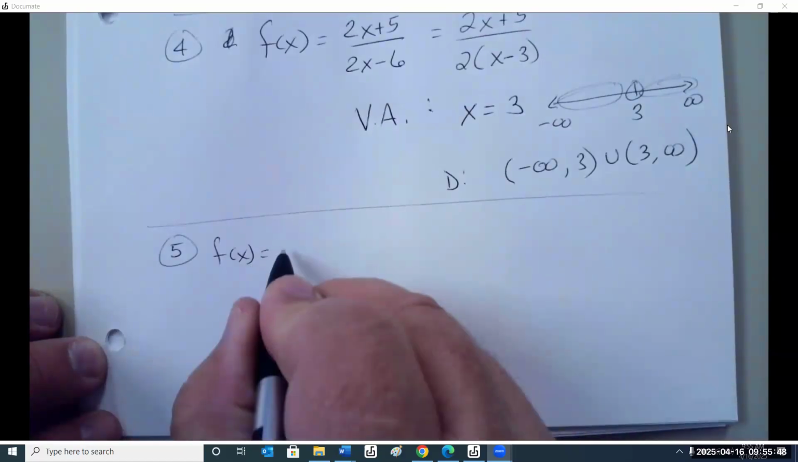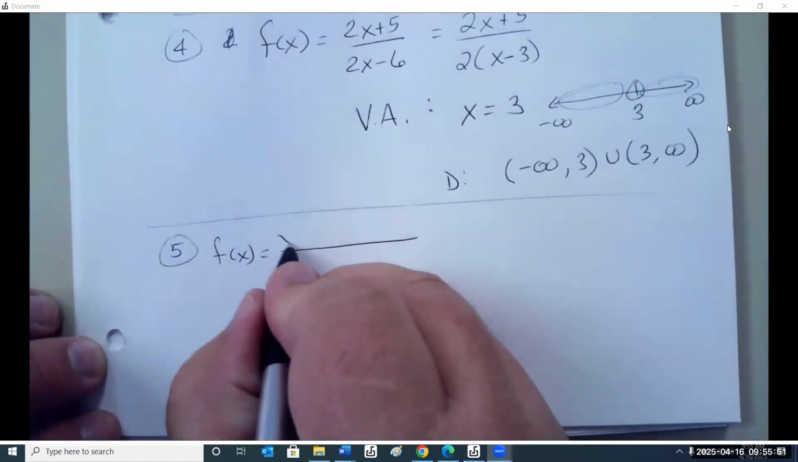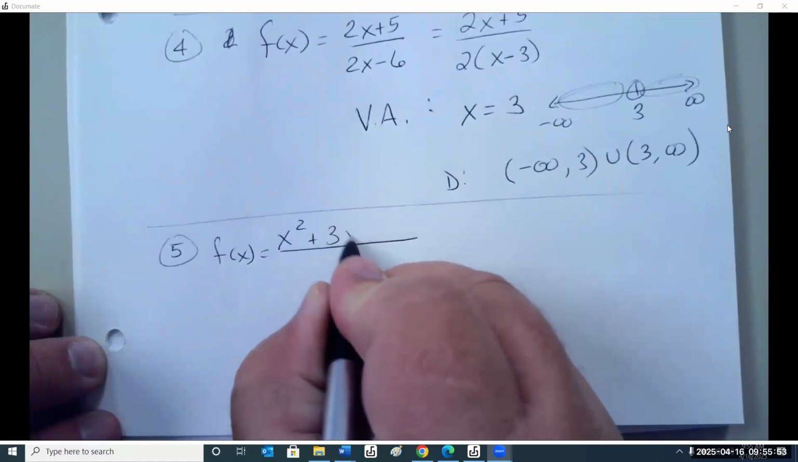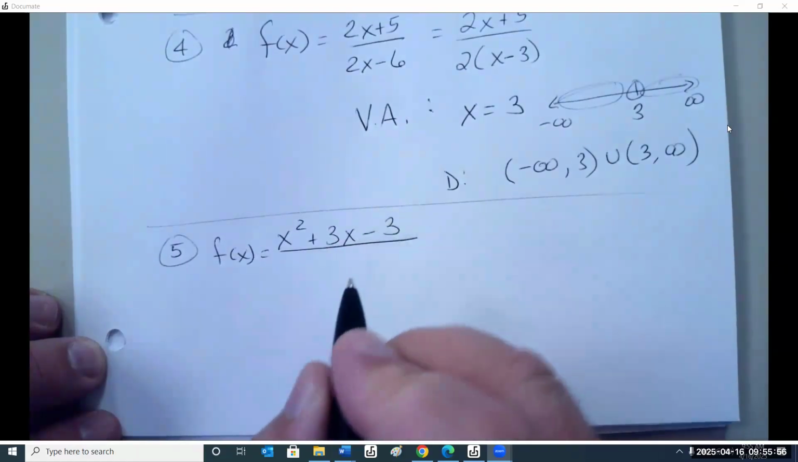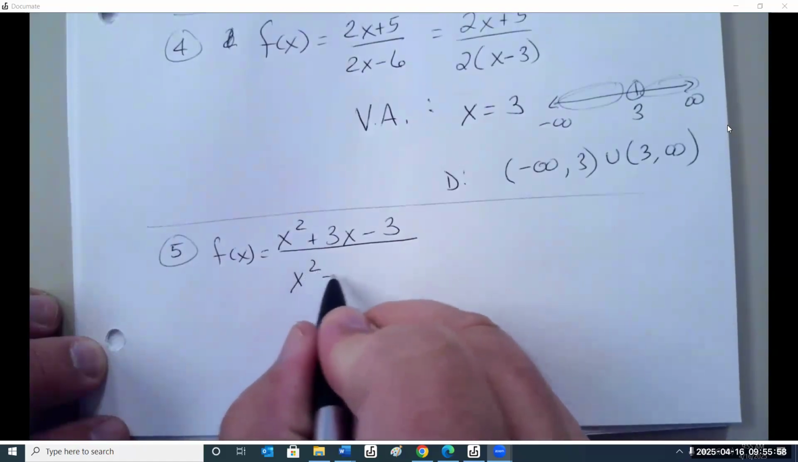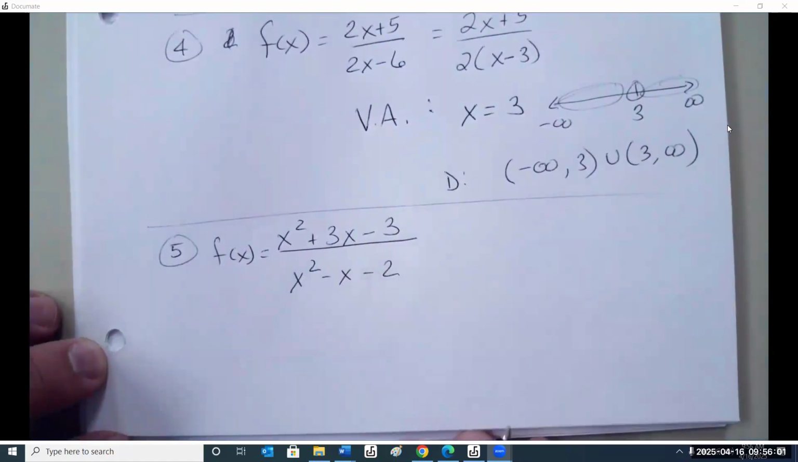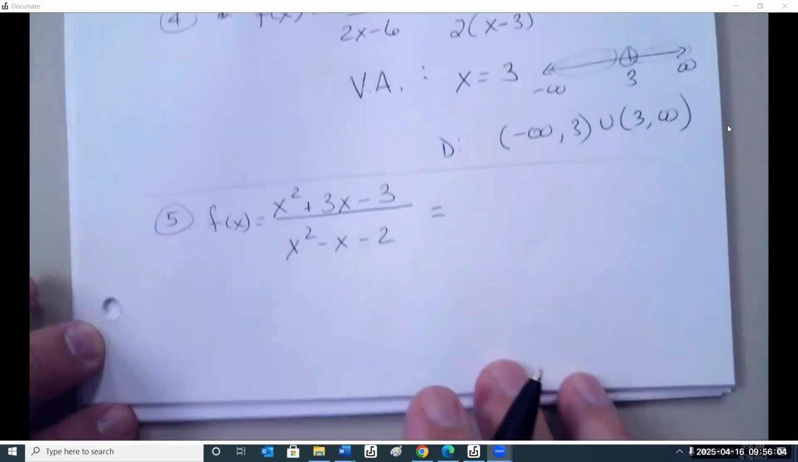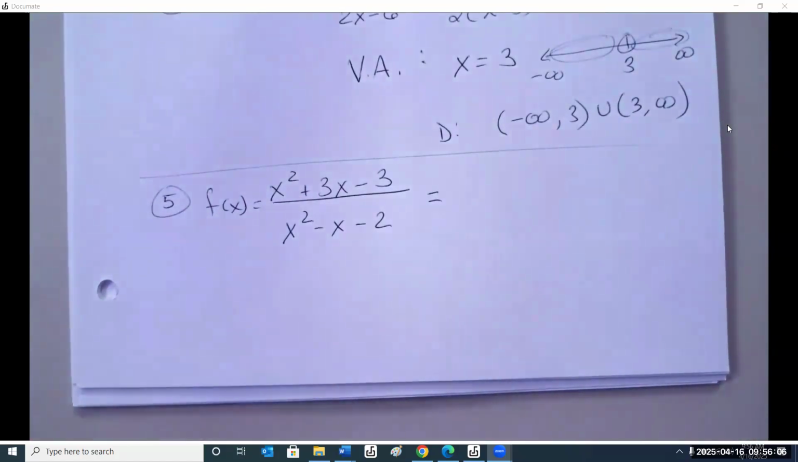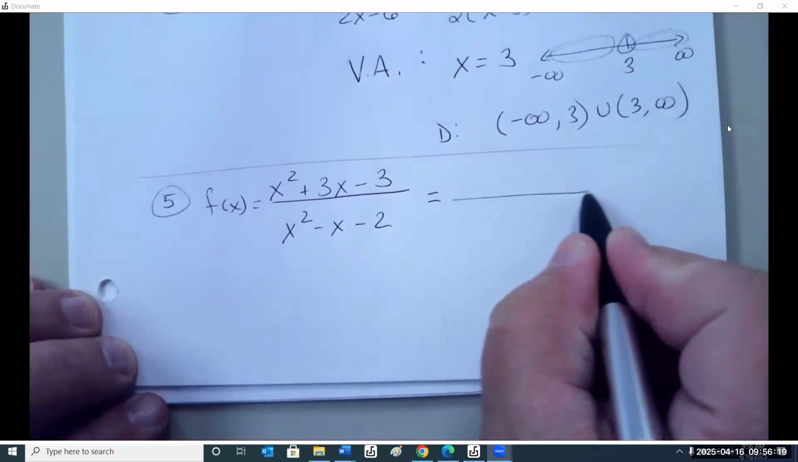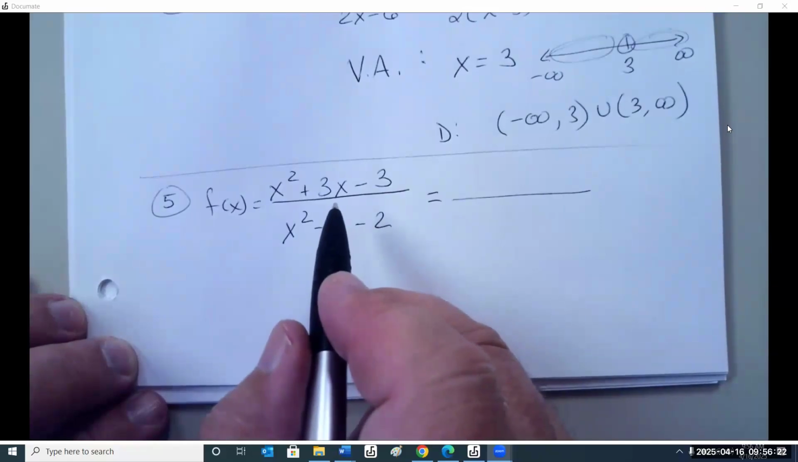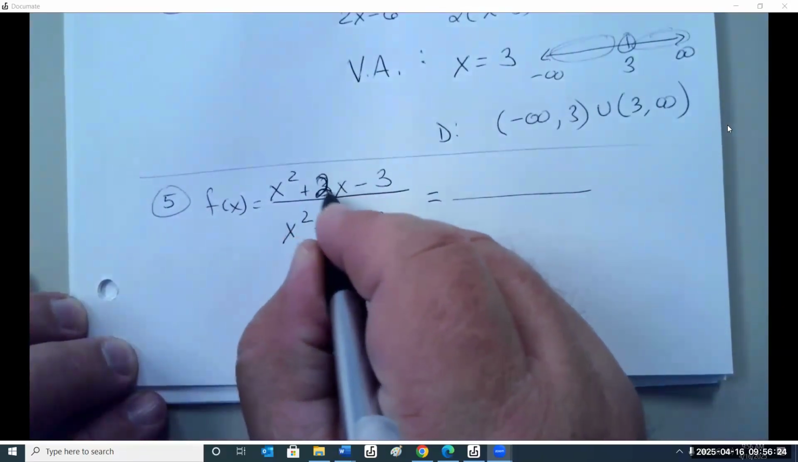F of x equals x squared plus 3x minus 3 over x squared minus x minus 2. Next step? Oh. Yeah, if possible. Can we factor the top? That should be a two, I'm sorry.